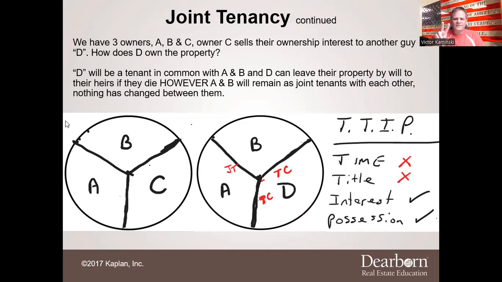So now you could have 2 kinds of ownership going on here at one time, right? You've got D, who's a new owner. He is a tenant in common. That's why I've got the TC written here. He's a tenant in common with each one of them.